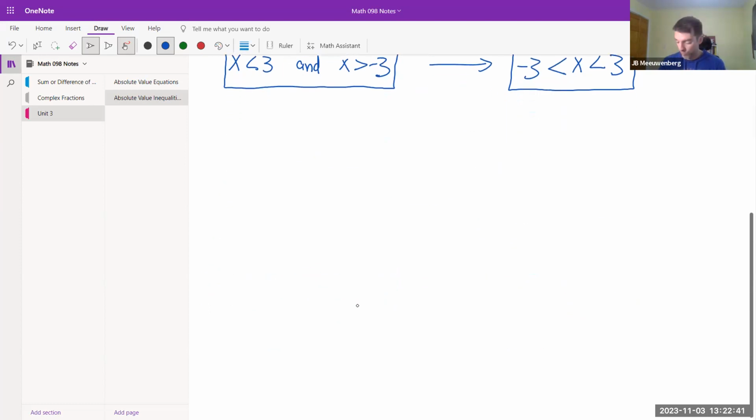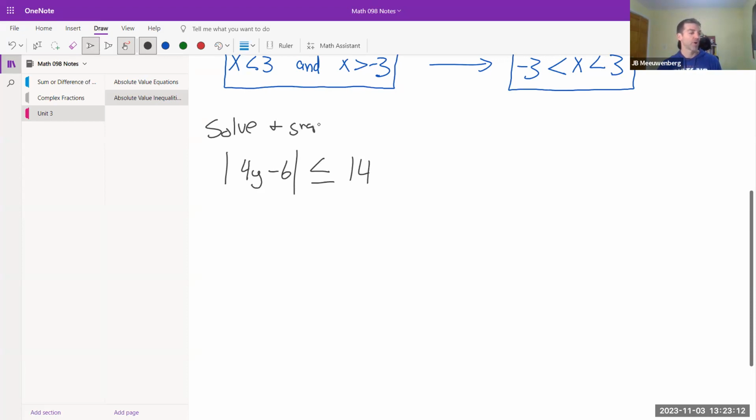So let's solve one that has a little more going on. Let's solve this. The absolute value of 4y minus 6 is less than or equal to 14. So we're going to solve, and we're going to graph on a number line. So we'll do that for all of these, just so we can have that practice.